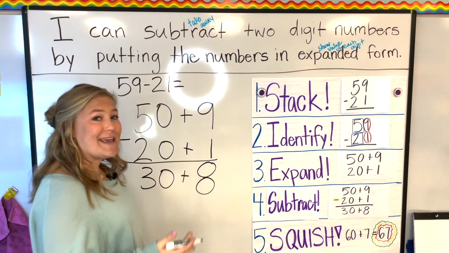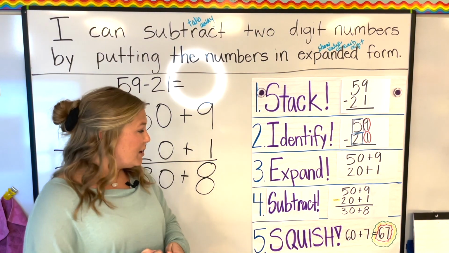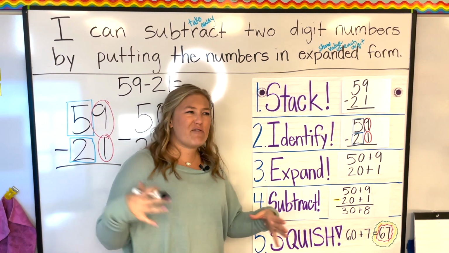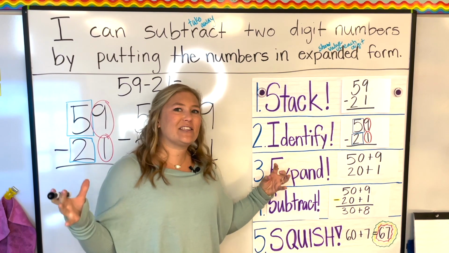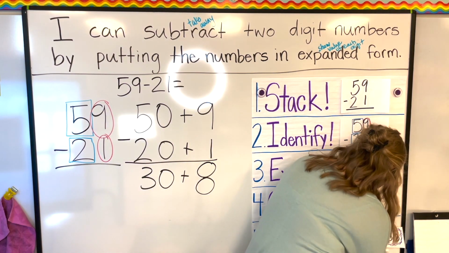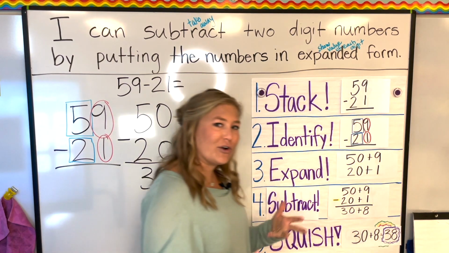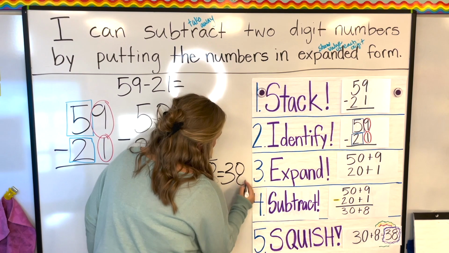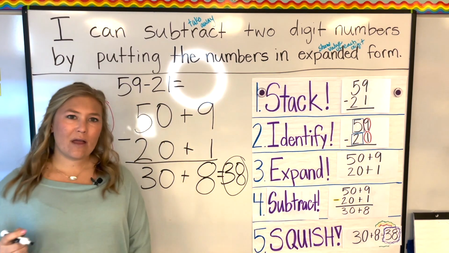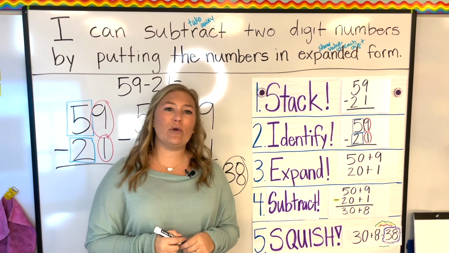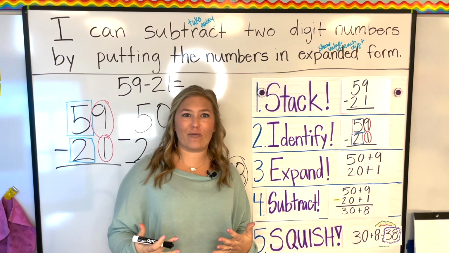Now I have my answer in expanded form. So now I get to do the most fun, really tricky mathematical thing I've ever done, and I get to squish it together. And when I squish my answer together, I get 38. Woohoo! Not too bad, right? We're only changing one step when we use subtraction with expanded form.